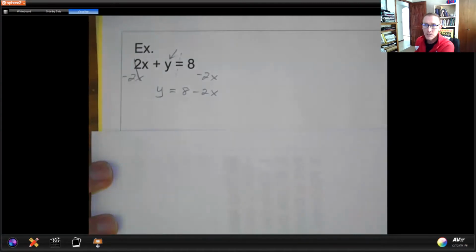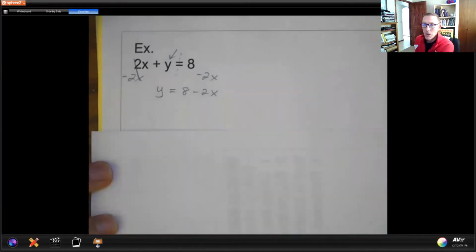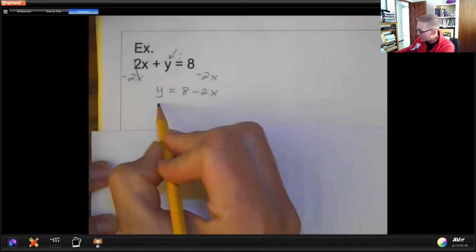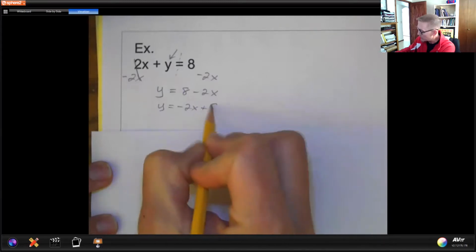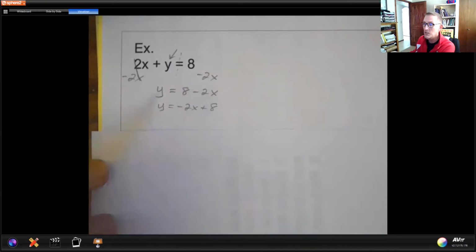Now I could not subtract and get 6 because the 8 again doesn't have an x and the 2 does. Now I want you to do something here, and you can go ahead and combine this into one step, but I want the x term to be in front. So we're just going to rearrange these two right here. And so I'm going to write it as y equals negative 2x and then plus 8. The minus sign belongs to the 2 and the 8 is a positive.